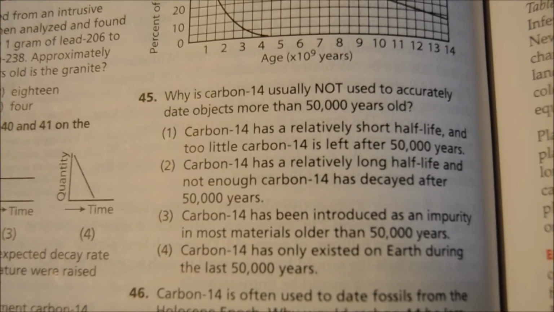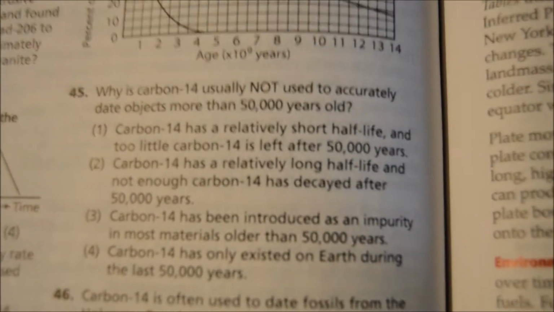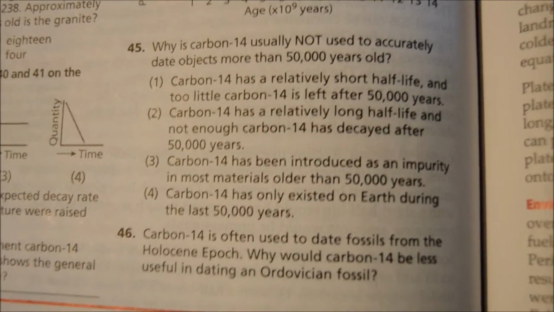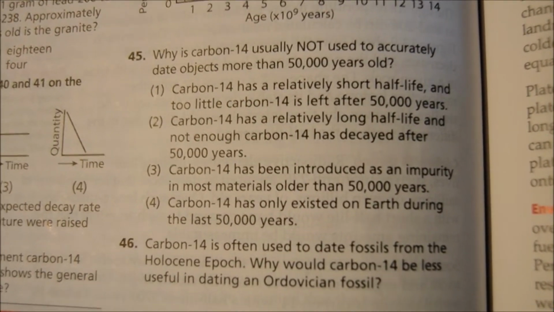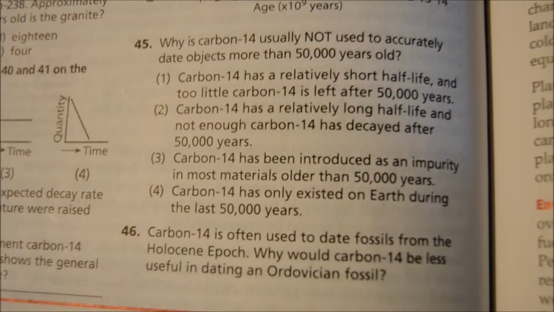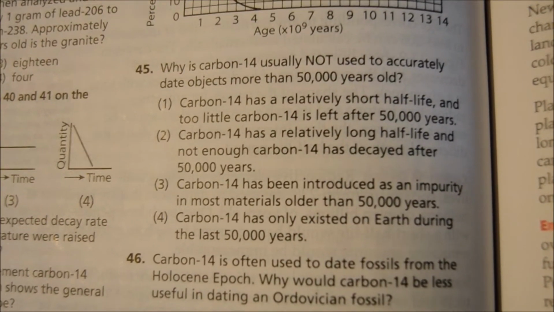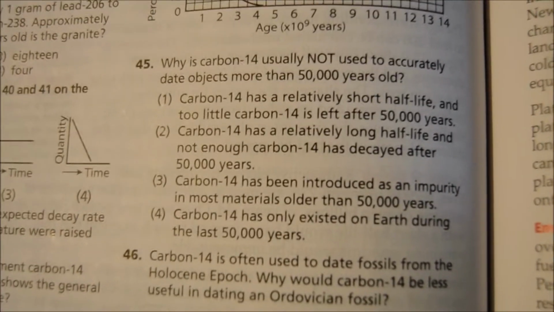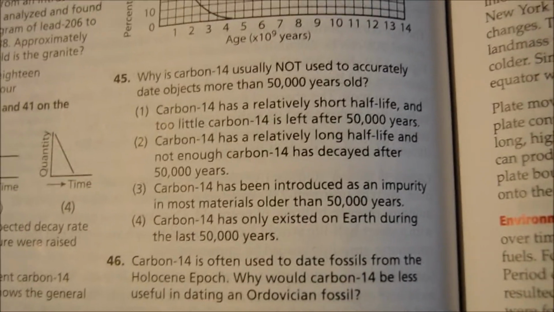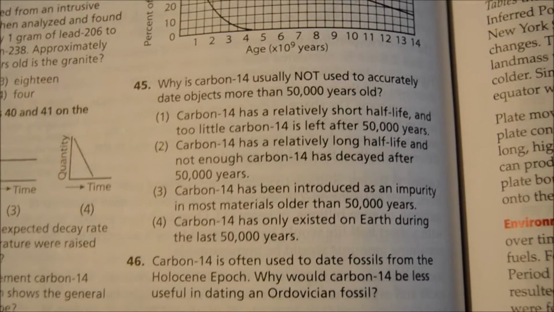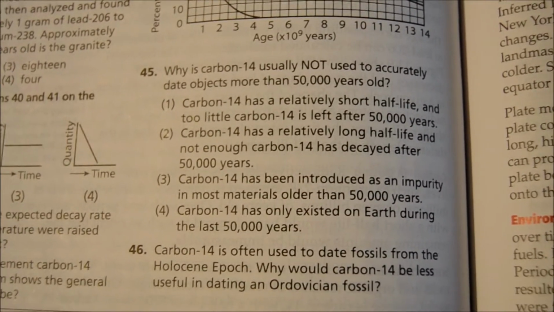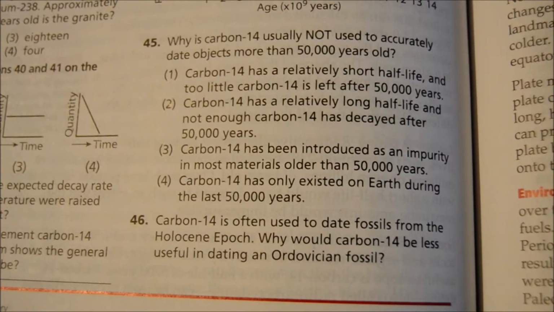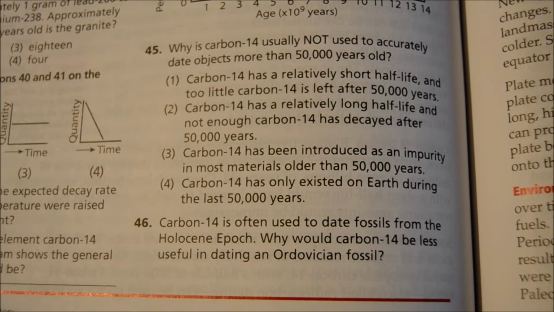Question 45. Why is carbon-14 usually not used to accurately date objects more than 50,000 years old? Well, since this question has been posted, it's actually now 70,000 years with technology. All right, the whole idea is after 70,000 years, not enough of carbon-14 is remaining.